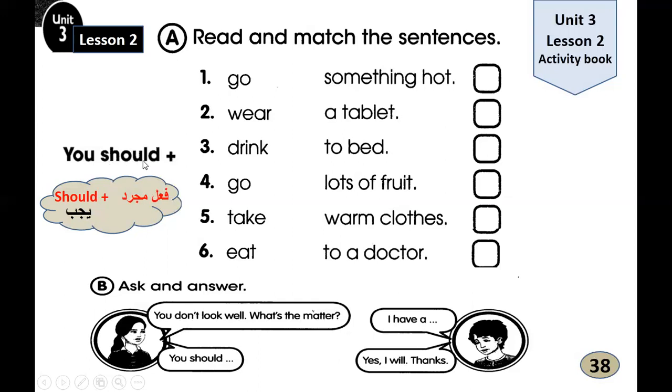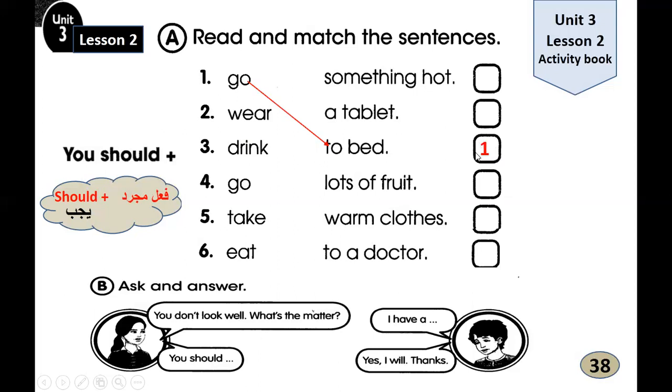قلنا بعد should يجيني فعل مجرد. إذا should معناها يجب give advice أعطاء نصيحة and we have after should verb infinitive بعد فعل مجرد. So if you observe here after you should we have all of these verbs are infinitives. لاحظوا كل هاي الأفعال كلها أفعال مجردة. إذا number one we should match one اللي هي you should go to bed. يجب أن تذهب إلى الفراش.